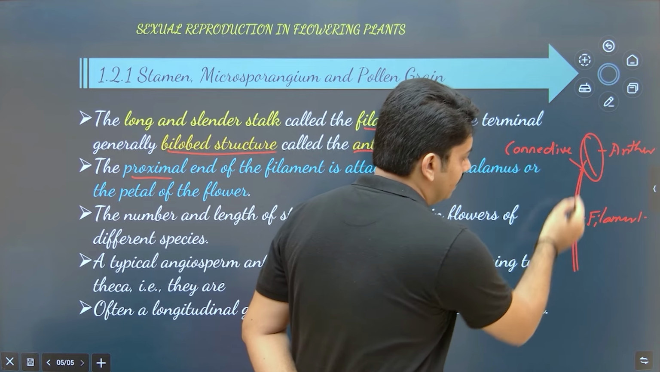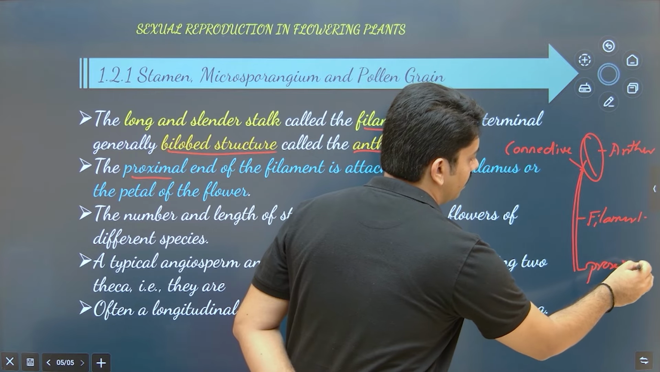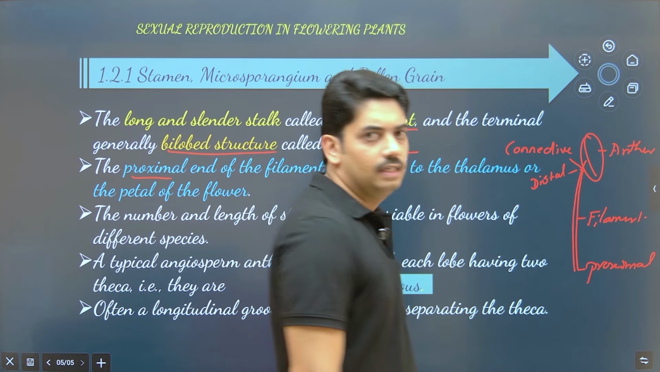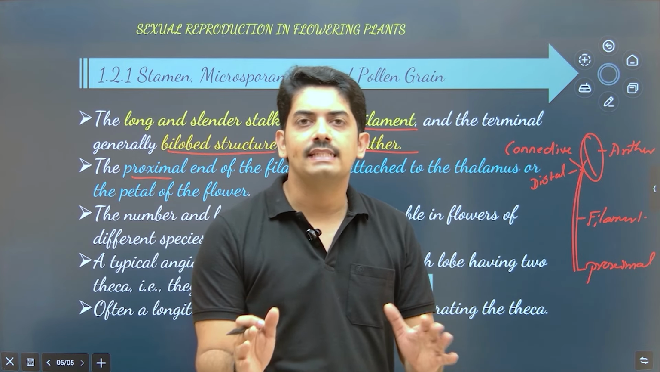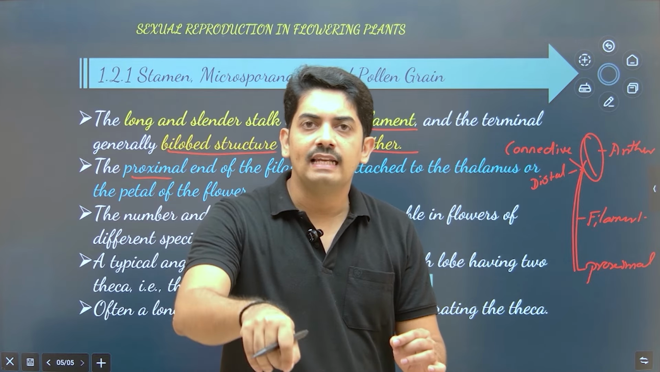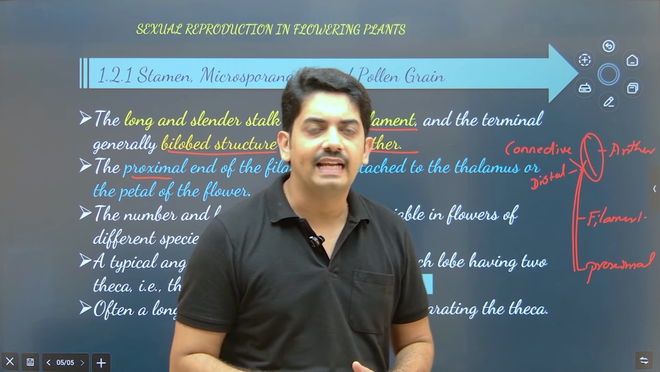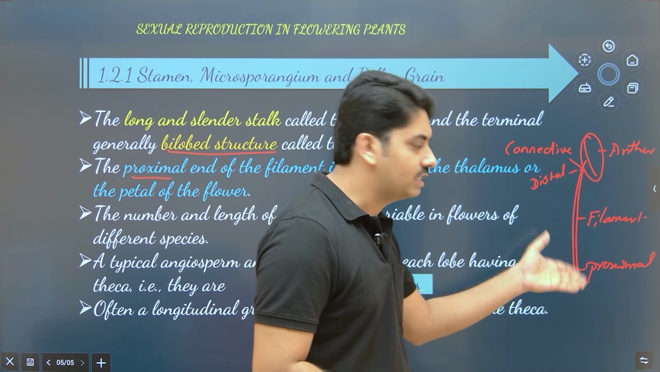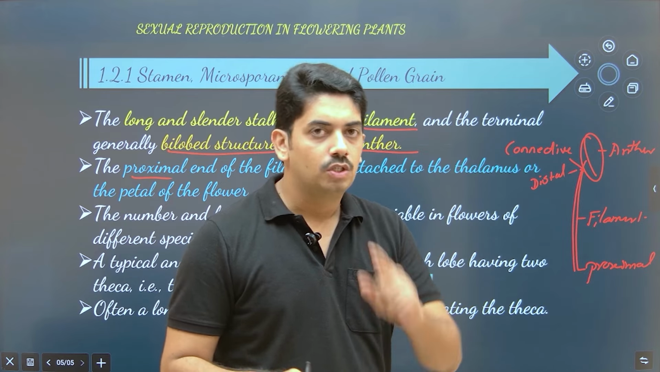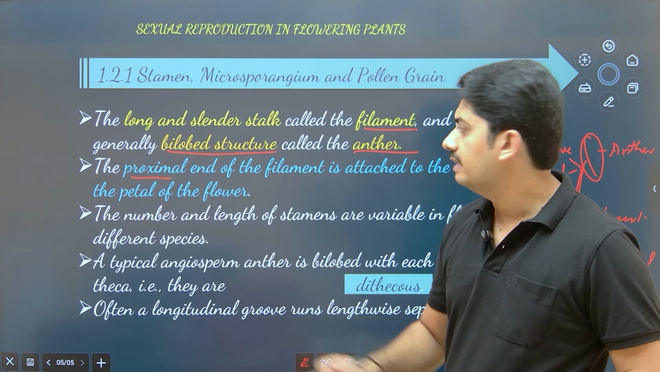That means in the filament this is proximal and this is distal. Suppose somebody frames the sentence like this: the filament of the anther, in the distal end the anther is present. Whether this statement is correct or wrong? Absolutely right, because they have already mentioned that the proximal end is attached to the thalamus, then the anther should be present on the distal end. So be careful about this particular statement, because in one of the NEET exams they asked this.